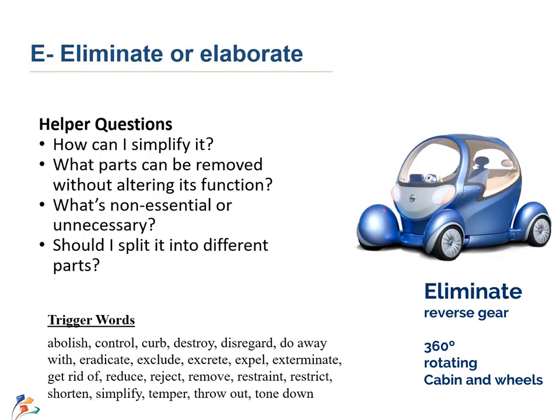E in Scamper stands for eliminate or elaborate. Think of elements or functions in your product that can be eliminated or elaborated. Ask yourself the following questions. How can I simplify it? What parts can be removed without altering its function? What's non-essential or unnecessary? Should I split it into different parts?